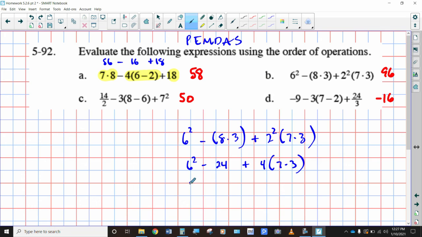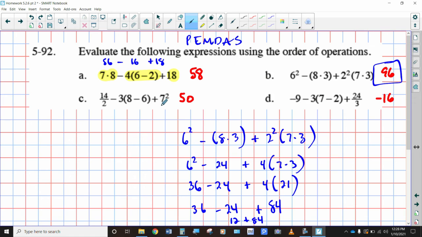Now we're going to do the exponent, so that becomes a 36 minus 24 plus 4 times, can I just go ahead and call that 21 right now? Because that's got to be the next step, is the multiplication. So 4 times 21, which is indeed 84. So we have to take 36 minus 24, which is 12, and then add that to the 84, so we get 96 for our final answer.